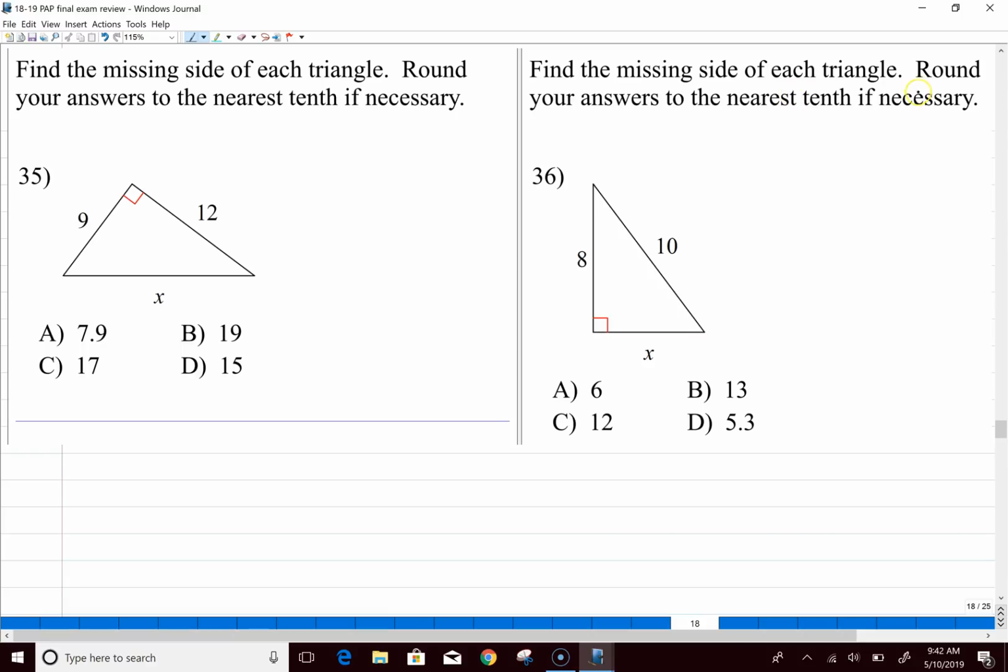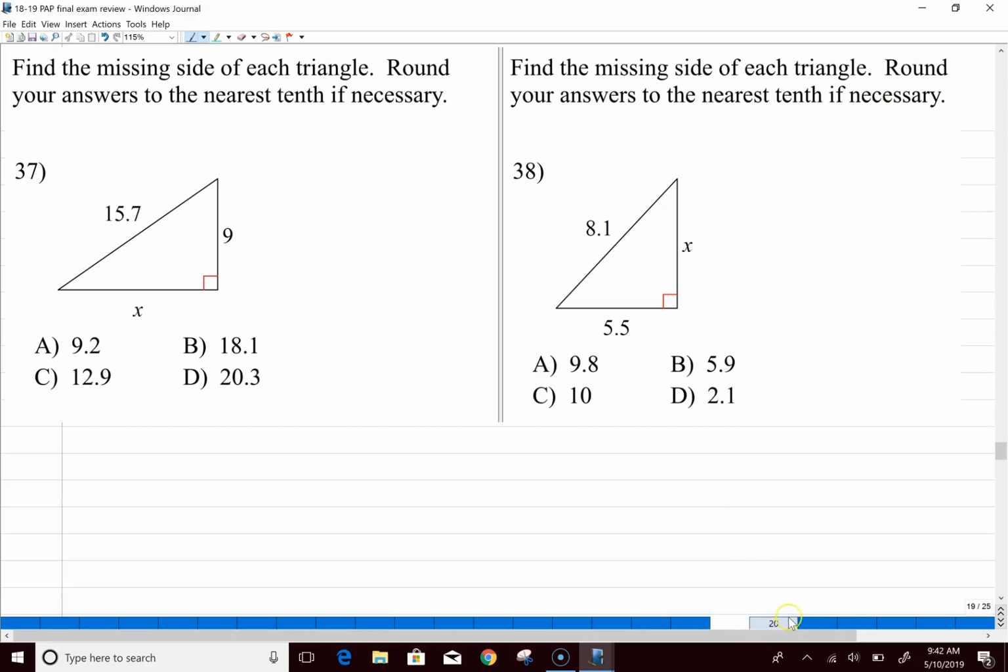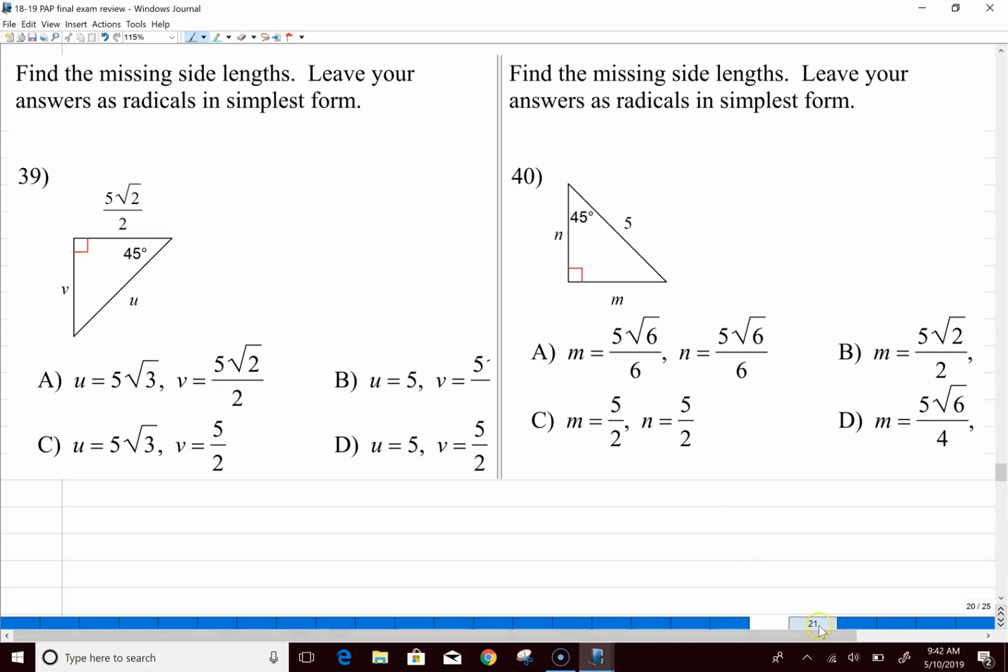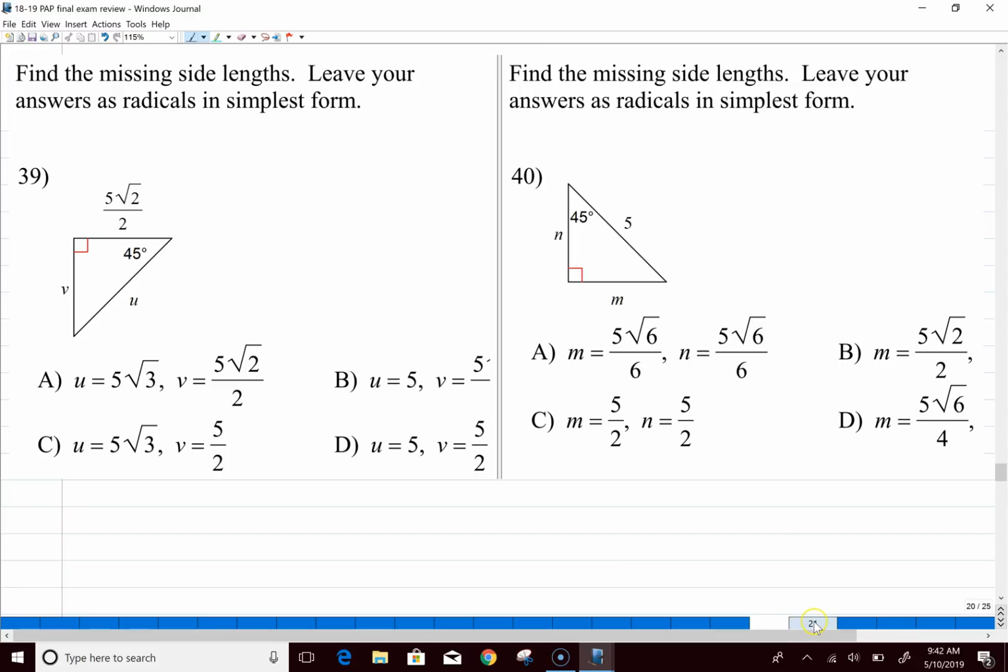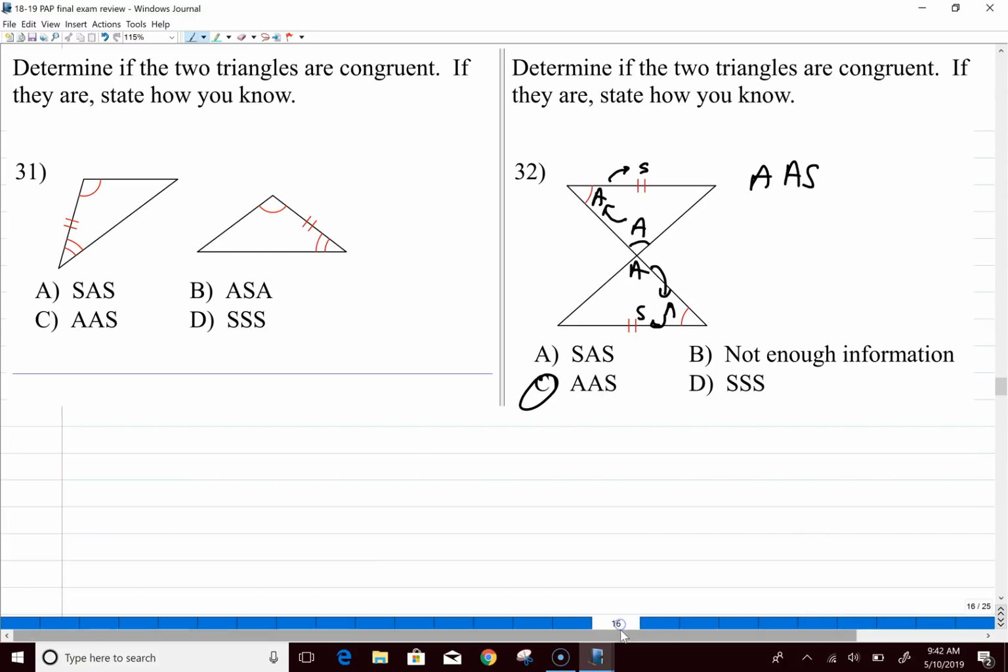Find the missing side of each triangle. Oh man, this one is going to be a pain in the butt. Where is it? Oh, these. Remember special right triangles? Special right triangles. So these 4 questions are probably your hardest. And I'm going to do them without sound, so that sucks even more. Remember your tables.